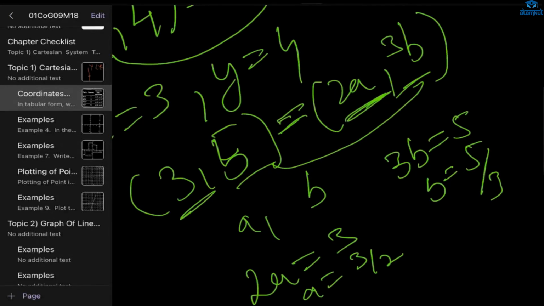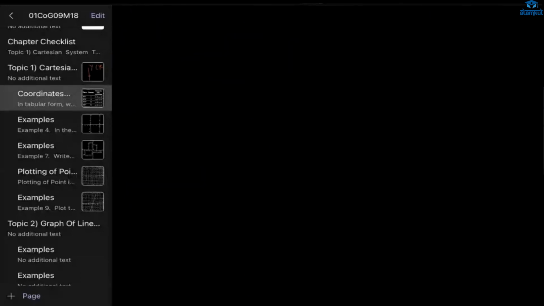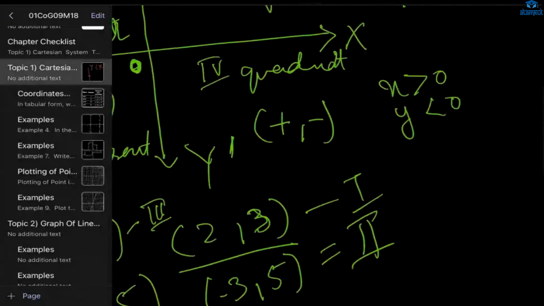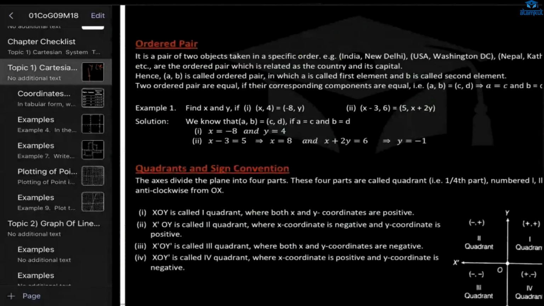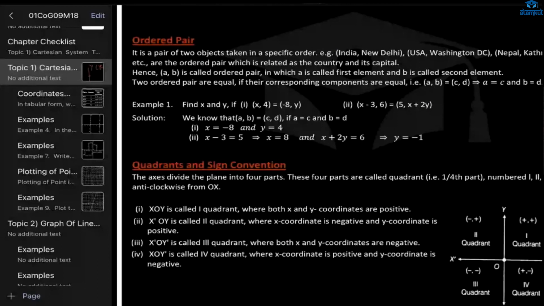If it's (x, y) equal to (2, 3), then x is equal to 2 and y is equal to 3. If equal to is there, then you have to compare the x-coordinate to x-coordinate, y-coordinate to y-coordinate, because that means the same point. Let me show you an example. Example number 1, find x and y: first, (x, 4) = (-8, y). So here value of x will be -8 and value of y is equal to 4. Similarly, in the second also, (x - 3) is equal to 5.